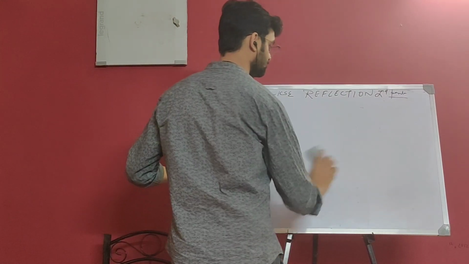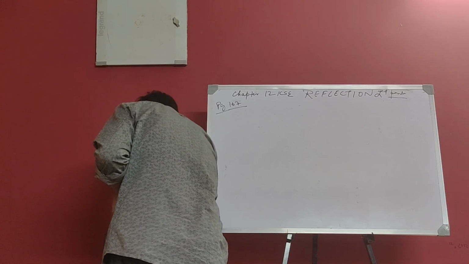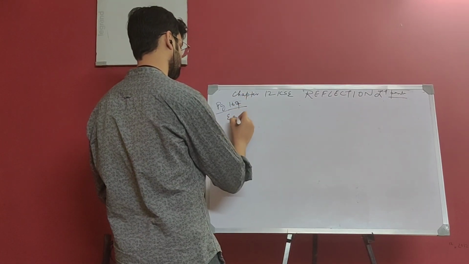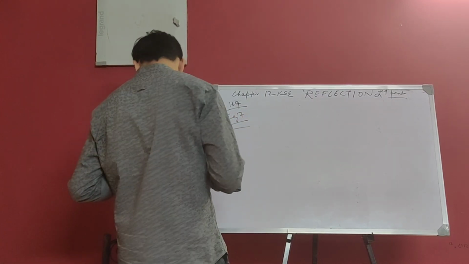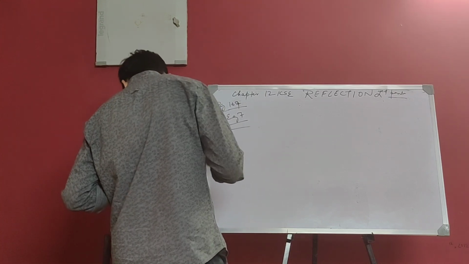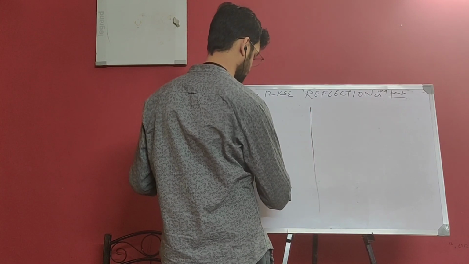The last question for today, come to page number 169, example number 7. So we have to use graph paper. The point A is 2 comma 3, B is 4 comma 5, C is 7 comma 2, and they are vertices of triangle ABC.